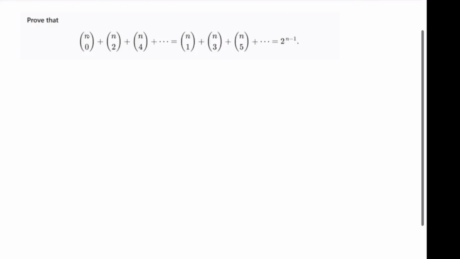All right, we're going to prove that this sum here is equal to this sum, and both of these sums are equal to 2 to the n minus 1. So let's start with the proof.